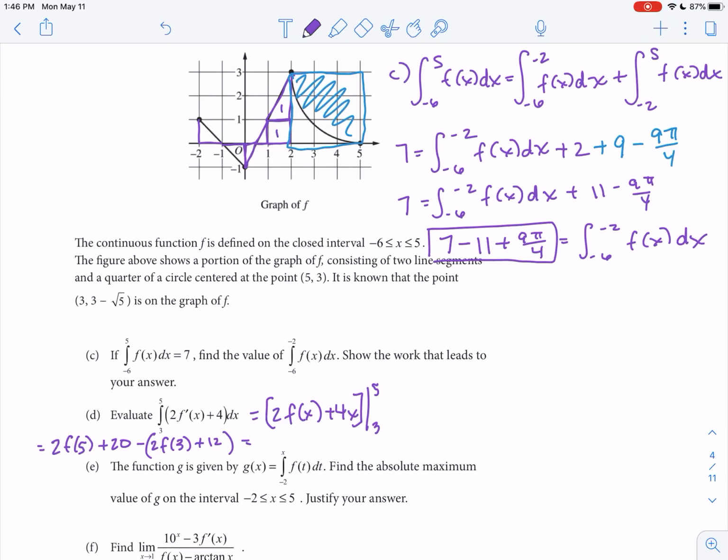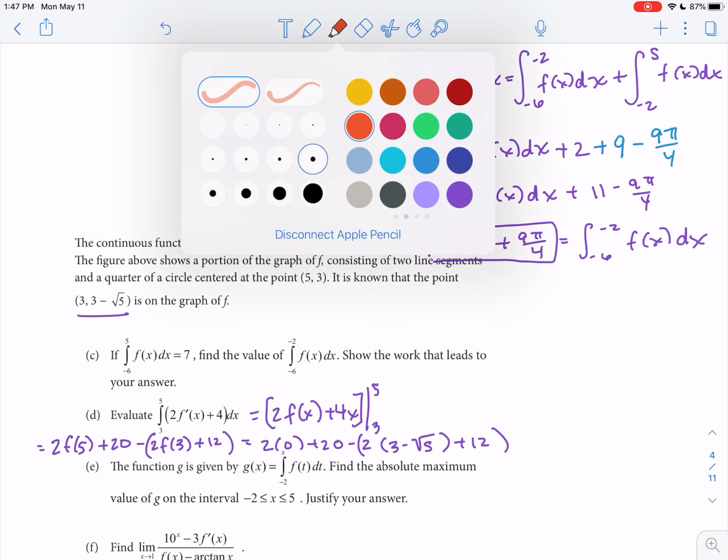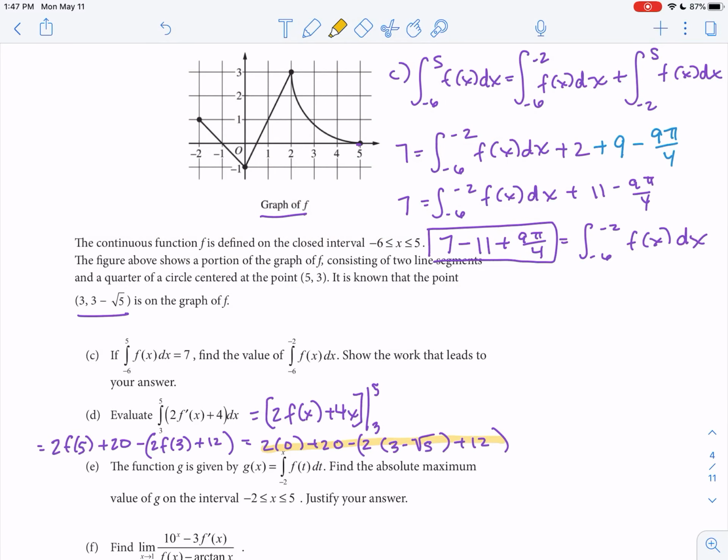Almost done. So what is f of 5? Well, this is the graph of f of x, right? So f of 5 is 0. And then what is f of 3? That was given here, right? So f of 3 is 3 minus square root of 5. And I'm just keeping all the rest. So there is my final answer.